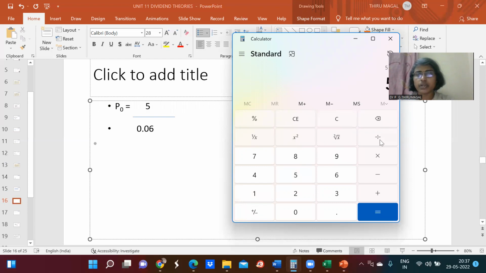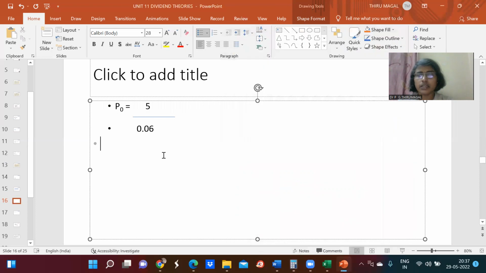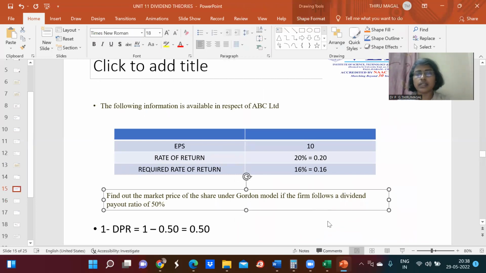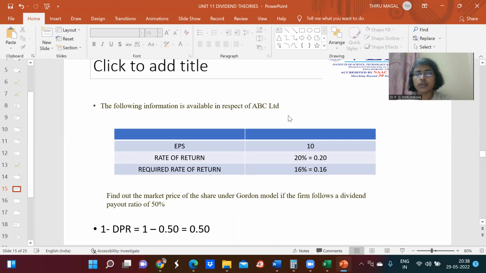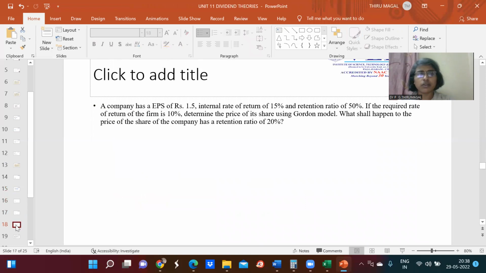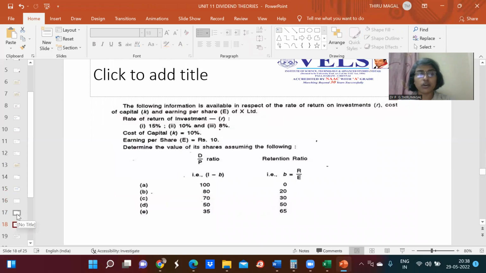So 5 divided by 0.06, the value is 83.3. The share price is rupees 83.33. This is how we can calculate. And as per the rule, this is a growth firm because R is greater than K. So the company should have followed an optimum payout ratio of 0, but they have paid 50% dividend. This is what you call the Gordon model.